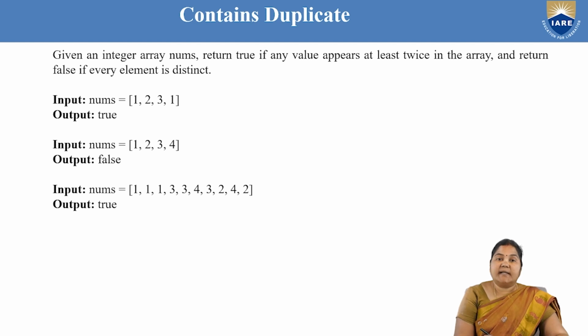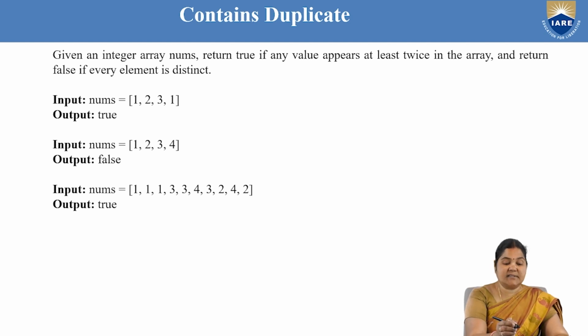Now, the second question is Contains Duplicate. The name of the problem is Contains Duplicate. Given an integer array nums, return true if any value appears at least twice in the array, and return false if every element is distinct. So if there is any duplicate element in the array, it should return true. If all the elements are distinct, then it should return false.